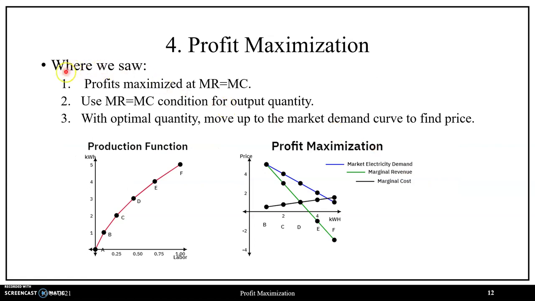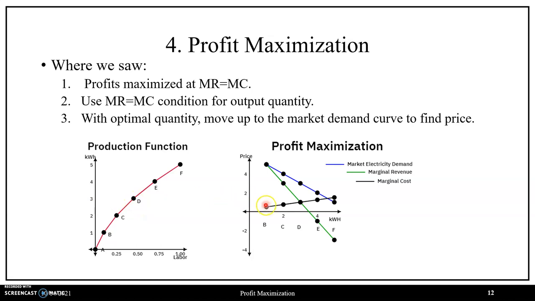So then overall what we saw is that profits are maximized when marginal revenue is equal to marginal cost. The monopolist will use the marginal revenue equal to marginal cost condition to determine the output quantity, from which they will move up to the demand curve using that output level to find the price, since they are a price maker. Where here we have our profit maximizing process as well as our production function, where we said that our profit maximizing bundle was at point D, in which there's 3 units of output, which corresponds to using 45% of our labor force, so that's where it is on the production function.